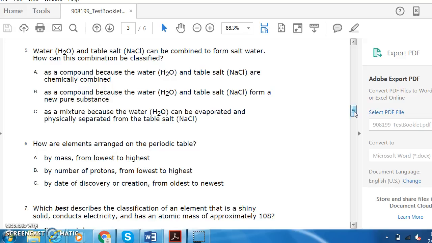6. How are elements arranged on the periodic table? A. By mass from lowest to highest. B. By number of protons from lowest to highest. C. By date of discovery or creation from oldest to newest.